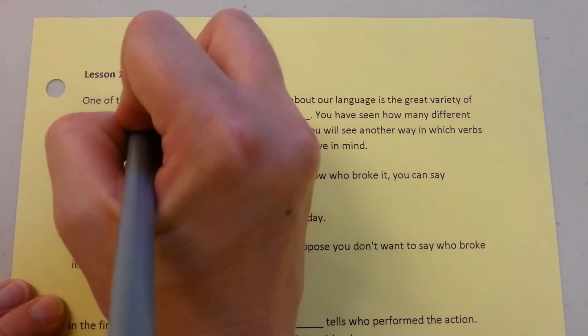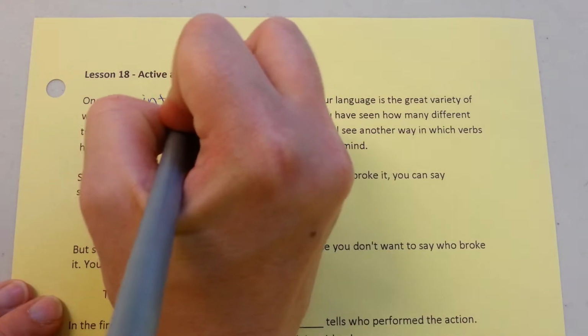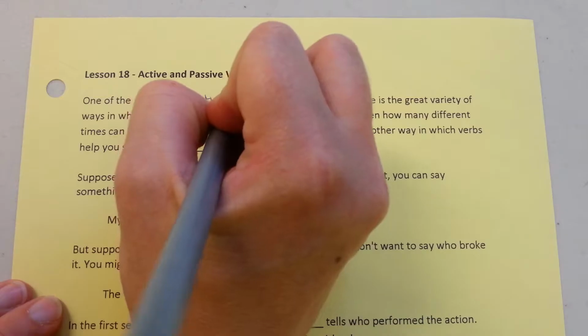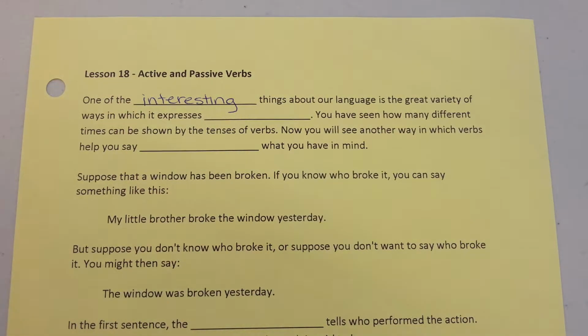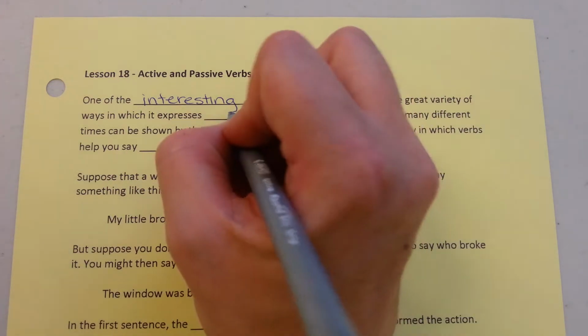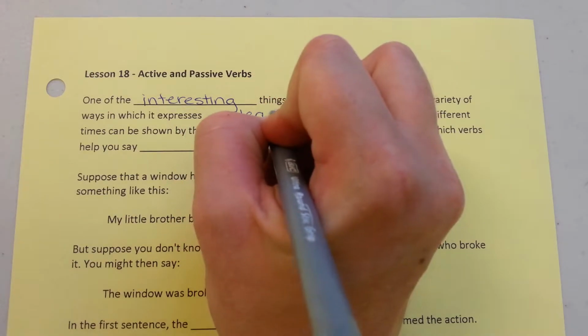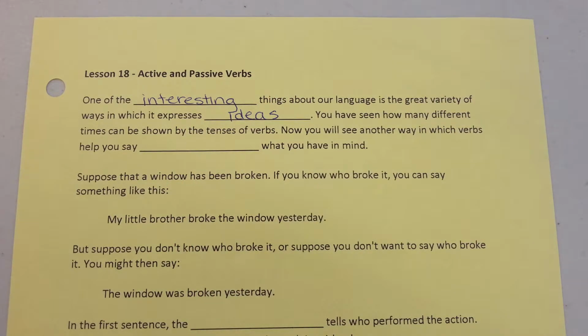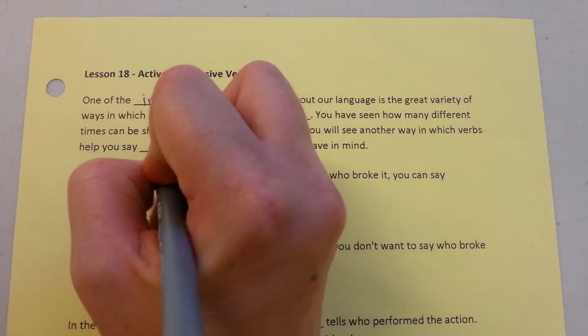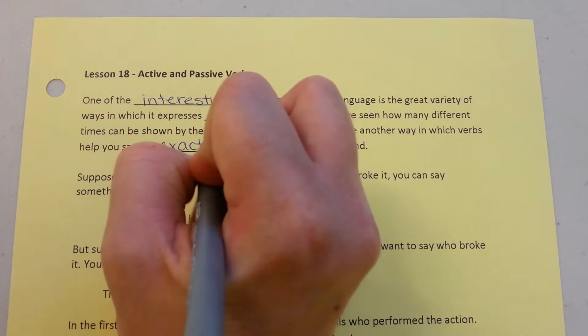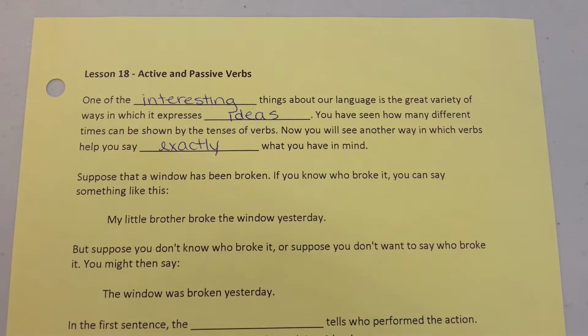One of the interesting things about our language is the great variety in which it expresses ideas. You have seen how many different times can be shown by the tenses of verbs. Now you will see another way in which verbs help you say exactly what you have in mind.